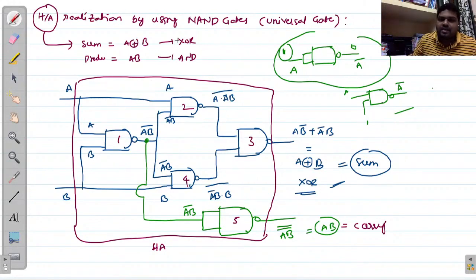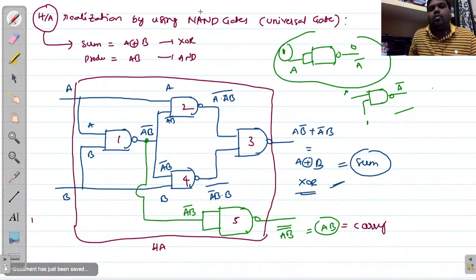To implement XOR realization, we require 4 NAND gates. These 4 NAND gates are enough to implement this particular XOR logic. That is important, so remember: to implement a half adder circuit, we require 5 NAND gates, and to implement XOR logic, we require 4 NAND gates. So here I am using NAND gates, right?